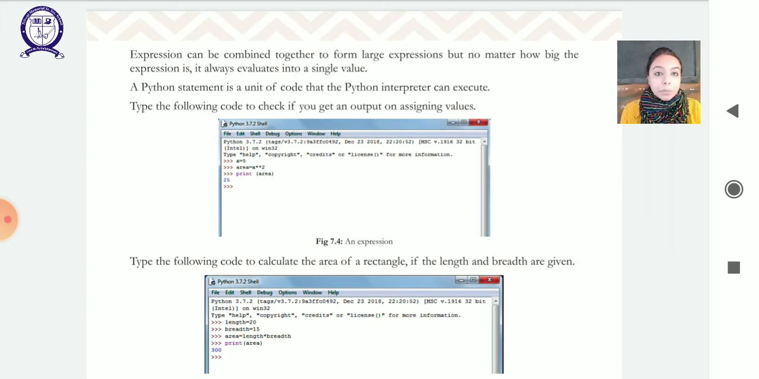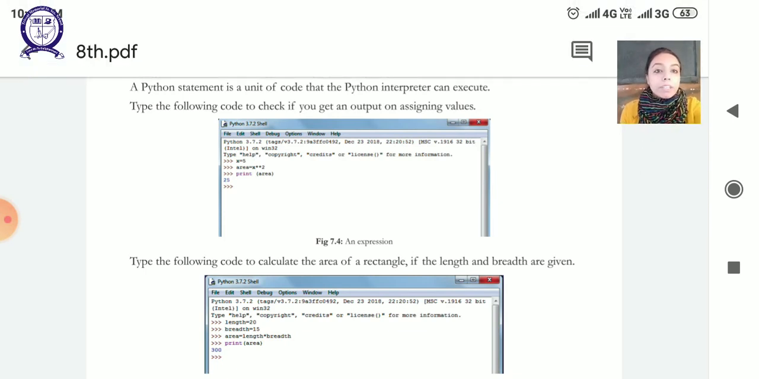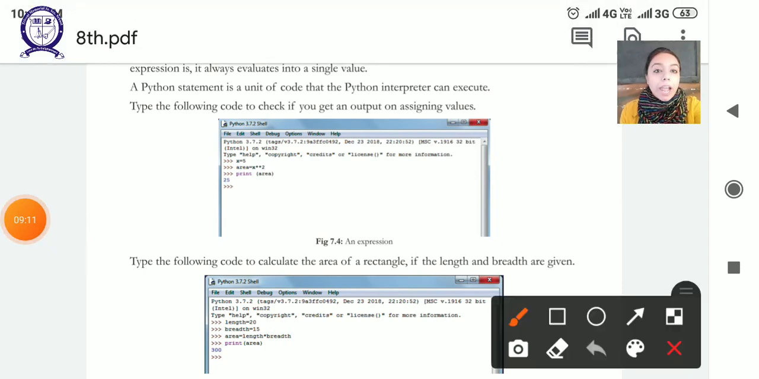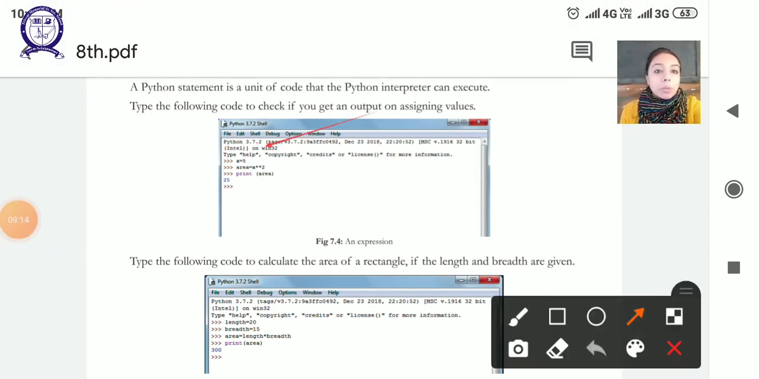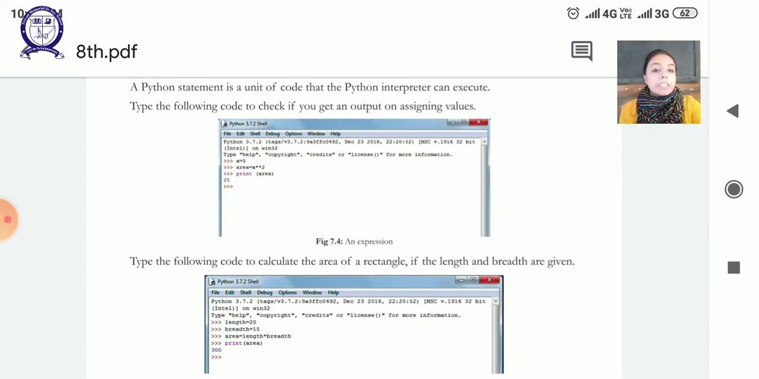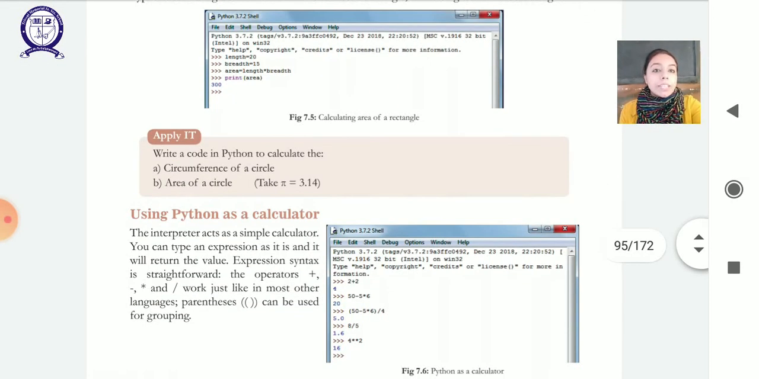a single value. A Python statement is a unit of code that the Python interpreter can execute. Like here we have calculated the area. So here we have taken the value of x as 5, and when we say area is equal to x raised to the power 2, the value of x is 5, 5 raised to the power 2 means 5 multiplied by 5. The answer is 25. When we have given the print statement, print area, it has given the answer as 25, right?